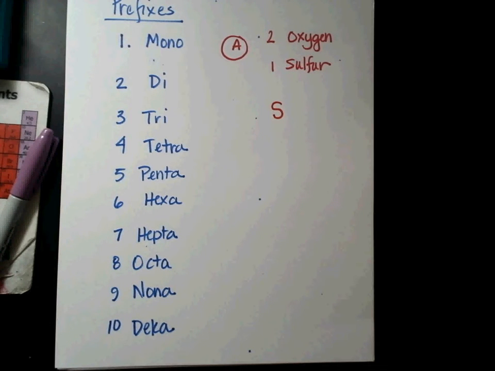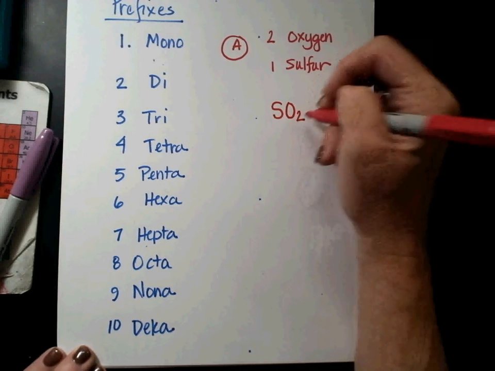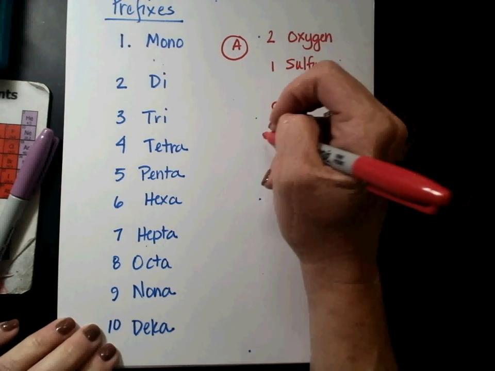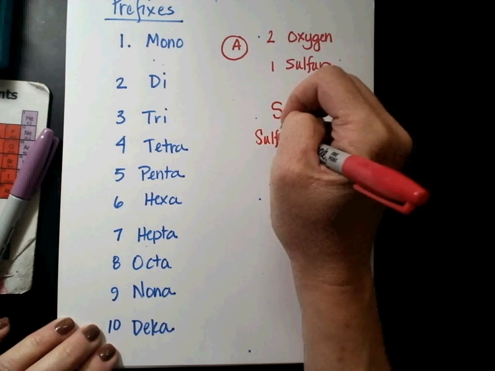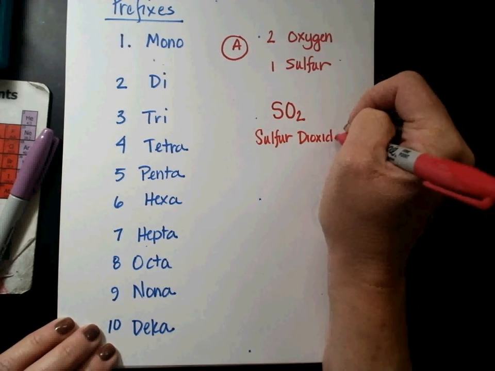S. So then I only have left oxygen, and there are two of them. So I would say SO2. So then do I say monosulfur dioxide? No, I just say sulfur dioxide.